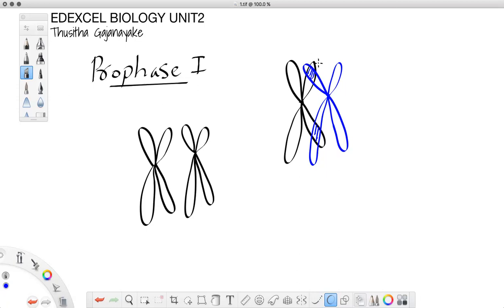Part of the DNA molecules exchange at the place where they overlap. So we can say like this: a small piece of the blue color chromosome is moving to the black color one, and a piece of the black color chromosome is moving to the blue color one. Once it is completed, we can visualize the chromosome like this.